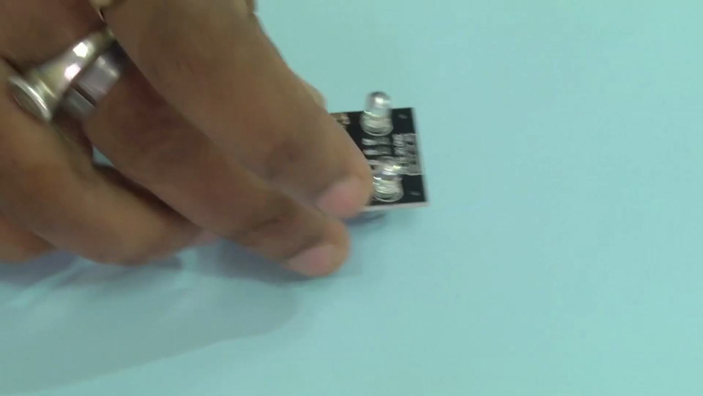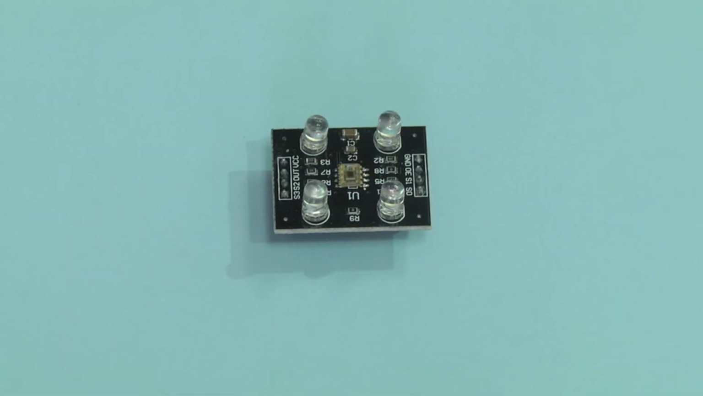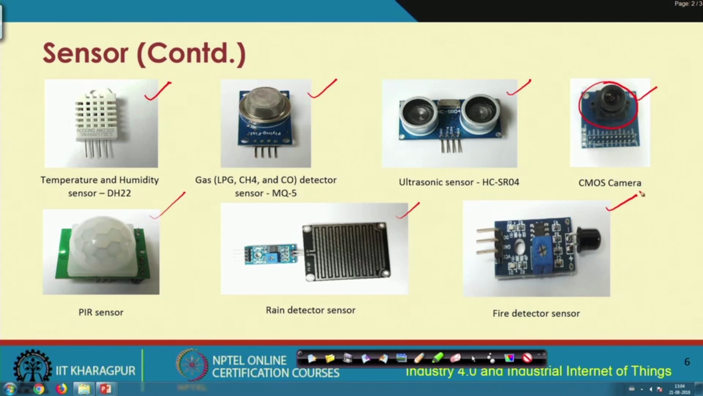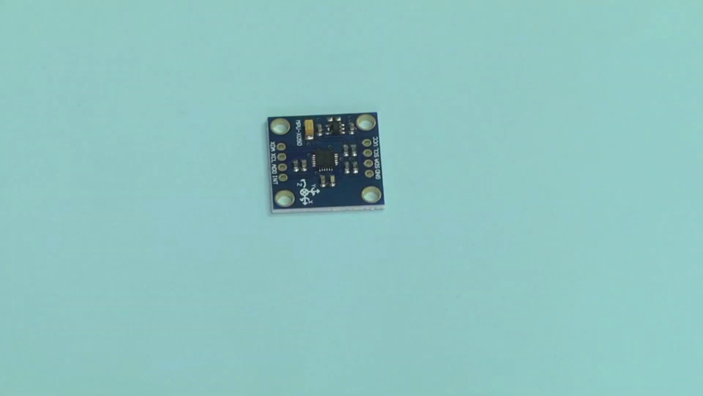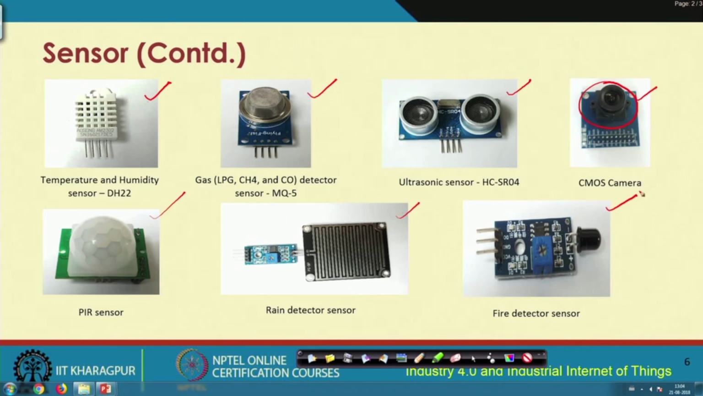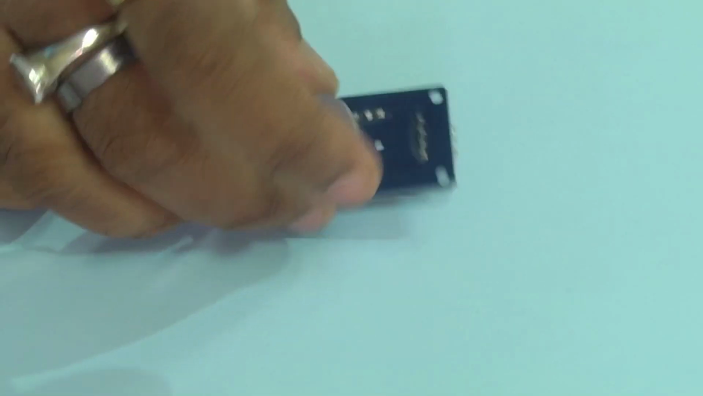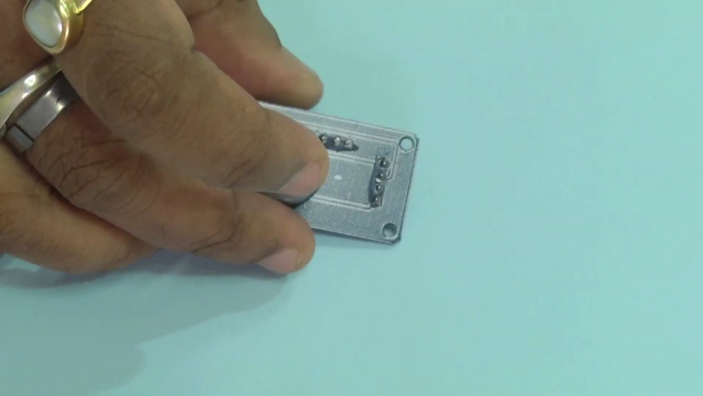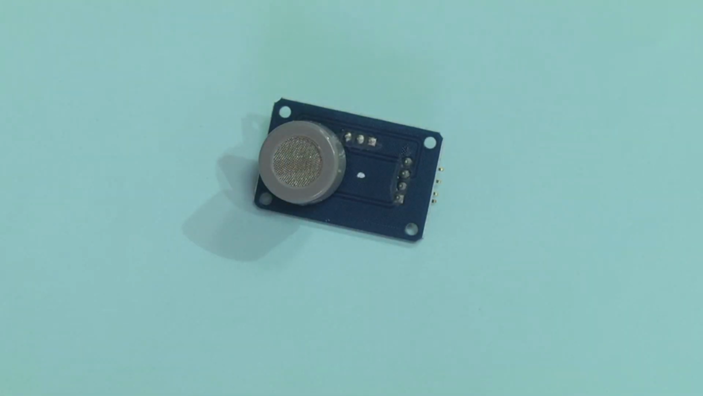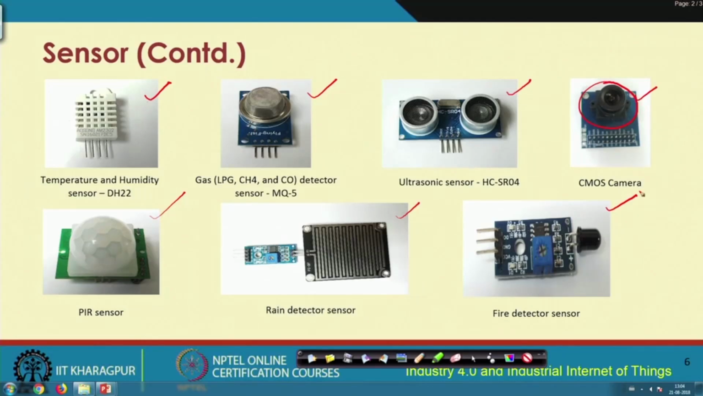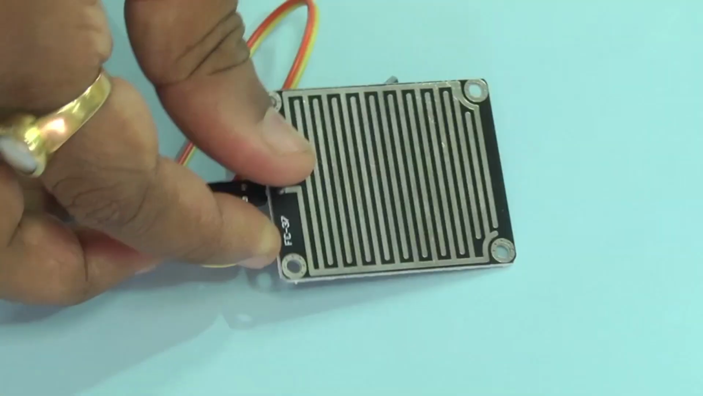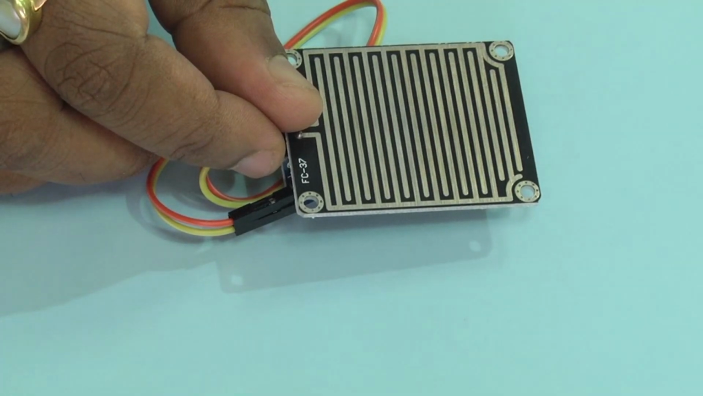Let me show you another sensor of different type. This is basically the color sensor. It can detect colors, different types of colors. This is an accelerometer sensor, accelerometer. Then we have the gas sensor, carbon monoxide more specifically, this sensor can detect carbon monoxide gas. Then I have also brought for you another sensor, which is the rain gauge, right. So, rainfall sensor, this will detect the rainfall, right. So, we have different sensors.